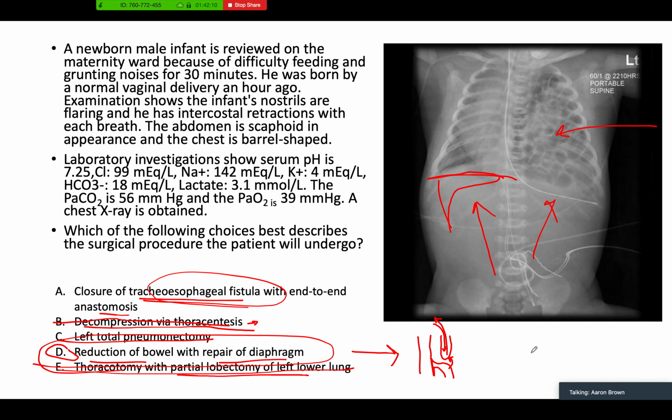Very good. Any questions on this question? Anything that didn't make sense from the question stem? No? What do you think of these ABG levels? PaCO2 of 56 and PaO2 of 39. Mm-hmm. Yeah. Very good. Very good.